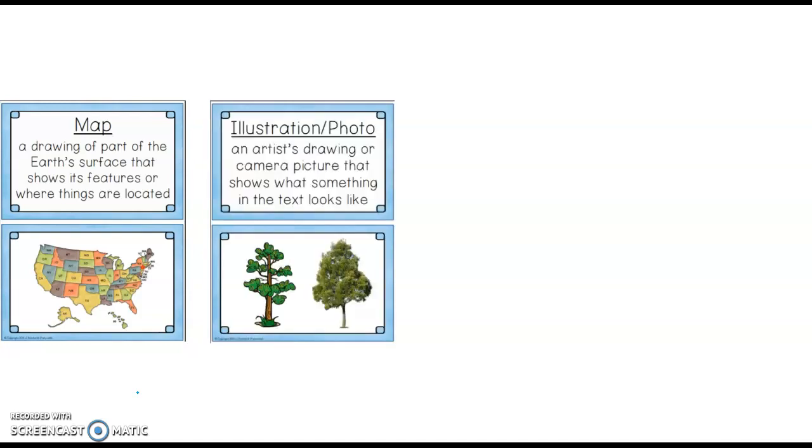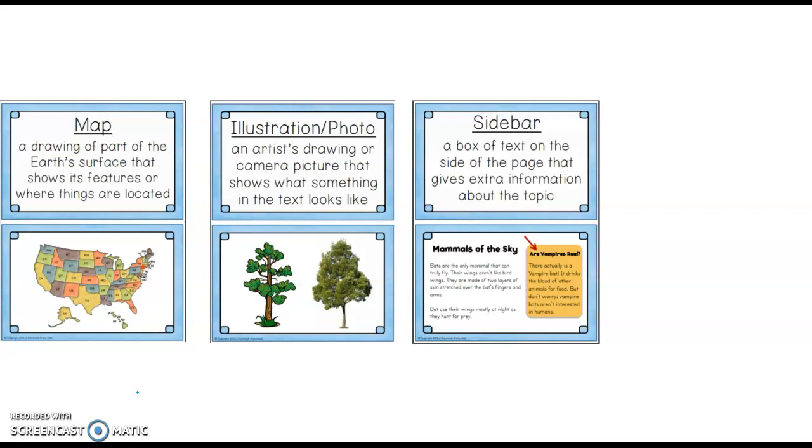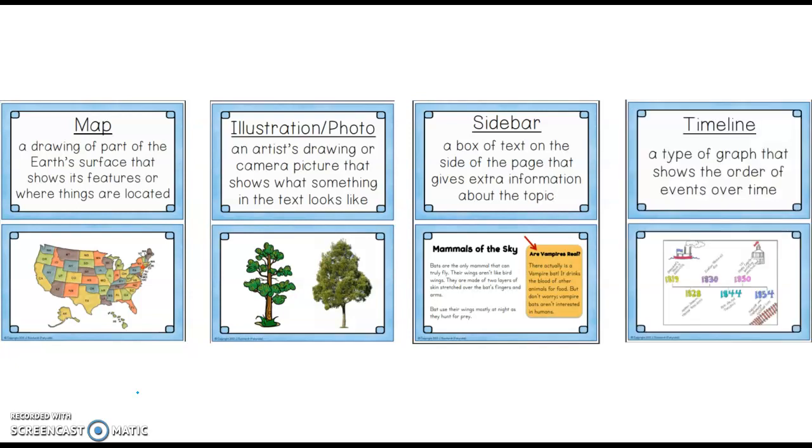Again, we might see illustrations or photos. Sometimes when we're reading about something, it's hard to visualize if we've never seen it before. So those illustrations and photos really help us. You might also have a sidebar, which is extra information that's actually not part of the text, but it tells you more. And we do have one of those today also, so I'll be pointing that out.